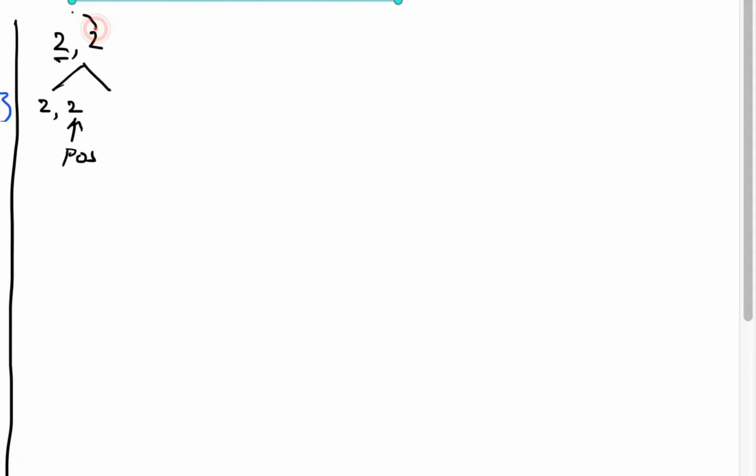Then we will swap these two, so swapping will not change anything, and then we will again call the function with the same array with position at 1. So this will print 2 2, and this will also print 2 2, and the problem is that we are getting the same permutation twice.